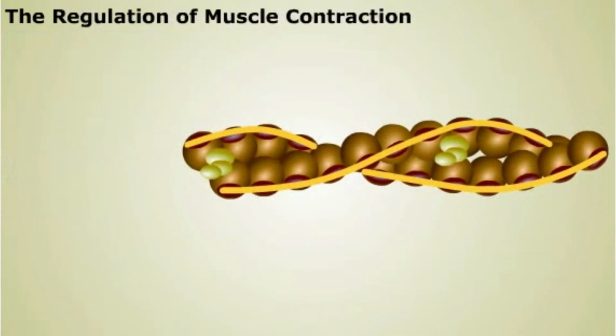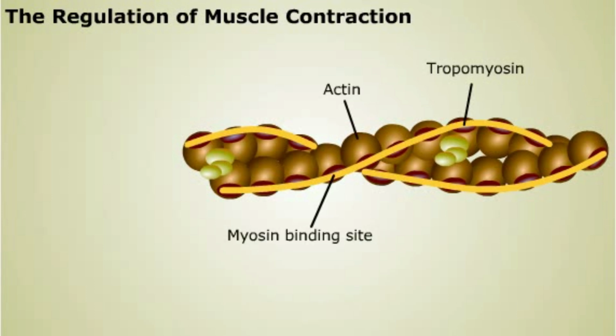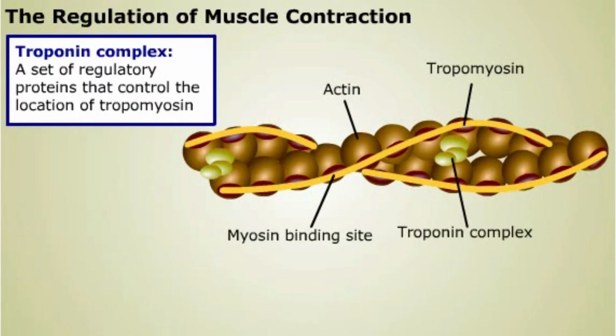Since muscle cells store energy for muscle contraction, our body needs a mechanism to keep the muscles from contracting all the time. Muscle contraction is inhibited by the tropomyosin of the thin filament. Tropomyosin blocks the site on actin to which the myosin head binds. The location of the tropomyosin is controlled by a set of regulatory proteins called the troponin complex.